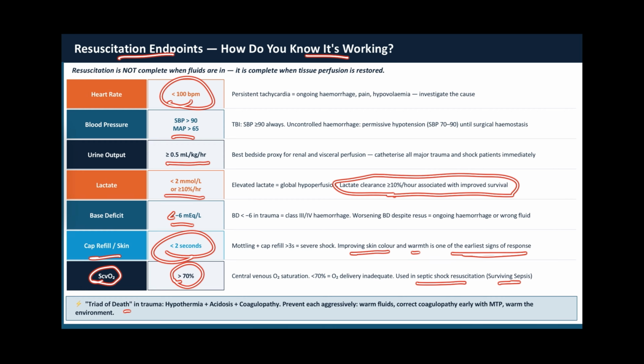And the triad of death, or the lethal triad, we have discussed earlier. Remember that a patient whose blood pressure has normalized, but the patient is still confused, oliguric, or has rising lactates, is not fully resuscitated. Treat the patient, not the numbers.